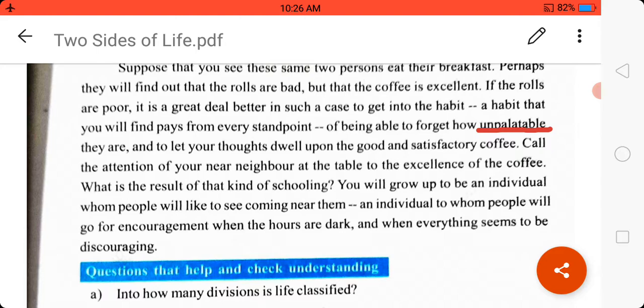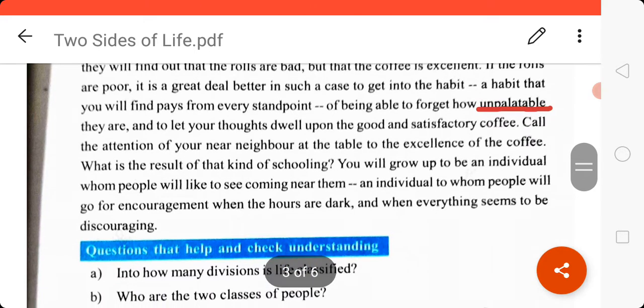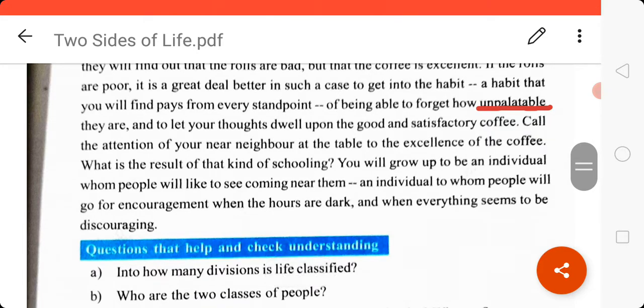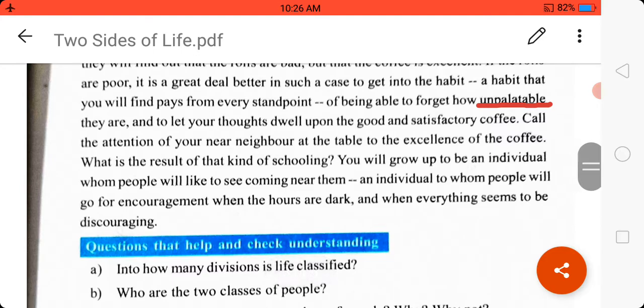Call the attention of your near neighbor at the table to the excellence of coffee. So here, the person who sees the bright side of life, what will he say, what will he do? He will appreciate the excellence of coffee, and he will invite the neighbor to taste the coffee. So he will put the rolls apart. He won't talk about the negative things. The rolls are not good, so he will just leave it. And the coffee is excellent. Now he should appreciate the excellence of coffee and invite the others also to taste that coffee. But don't talk negatively about that first breakfast.